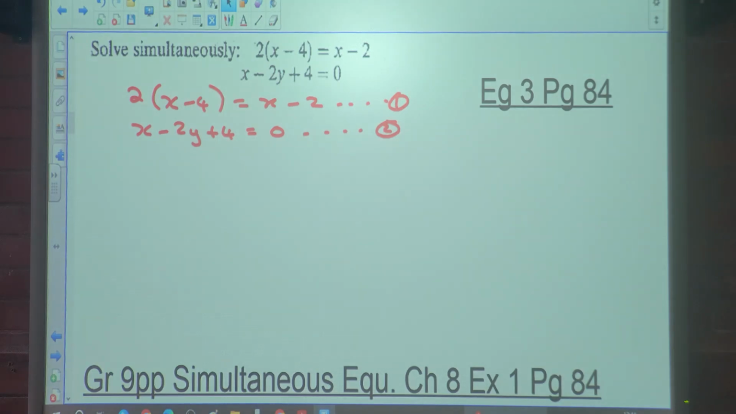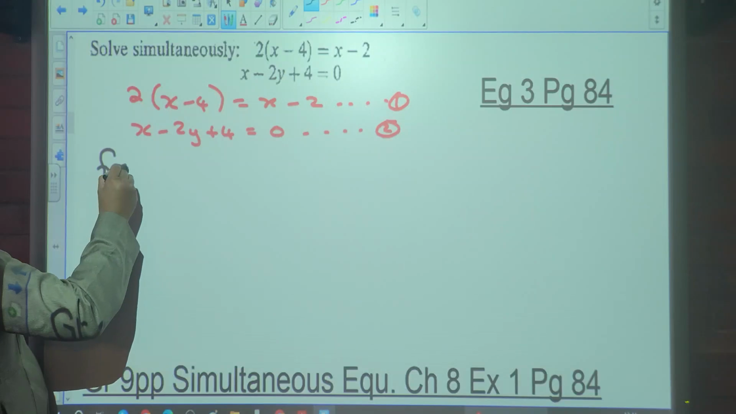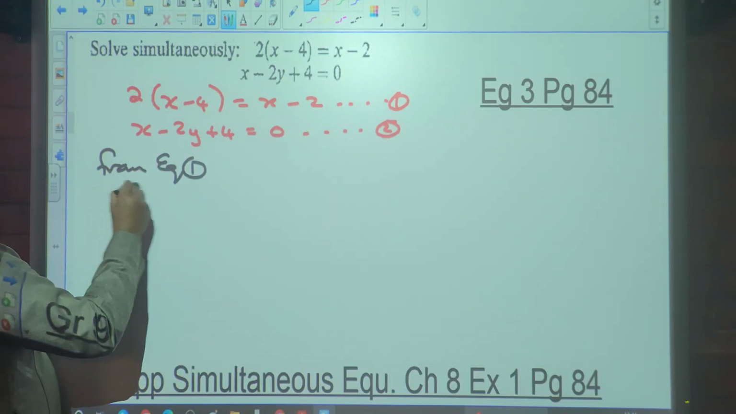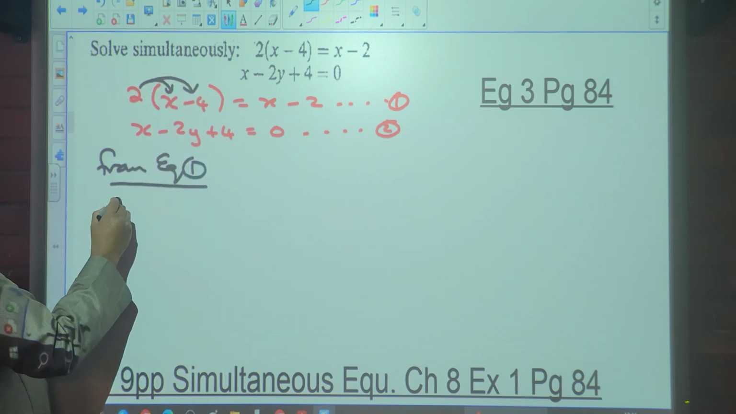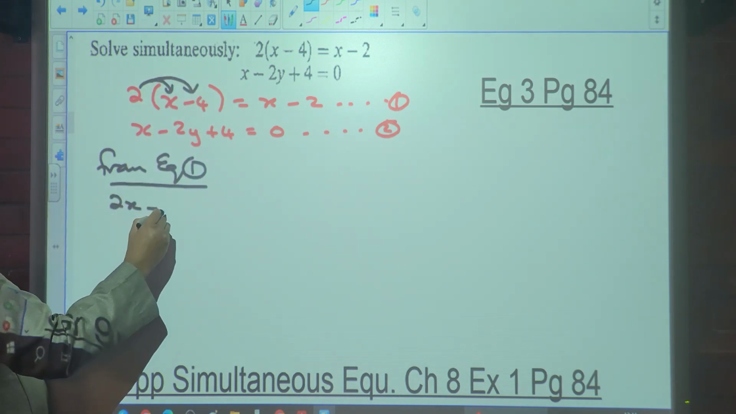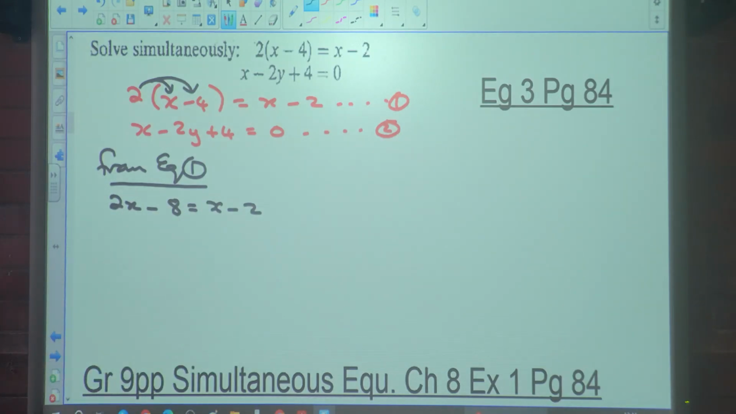People, which equation of the two has one unknown? Equation 1. Equation 1 has x's only. So from equation 1, what can we say? We get rid of this bracket here, not so? So what do I write here? 2x minus 8 is equal to x minus 2.